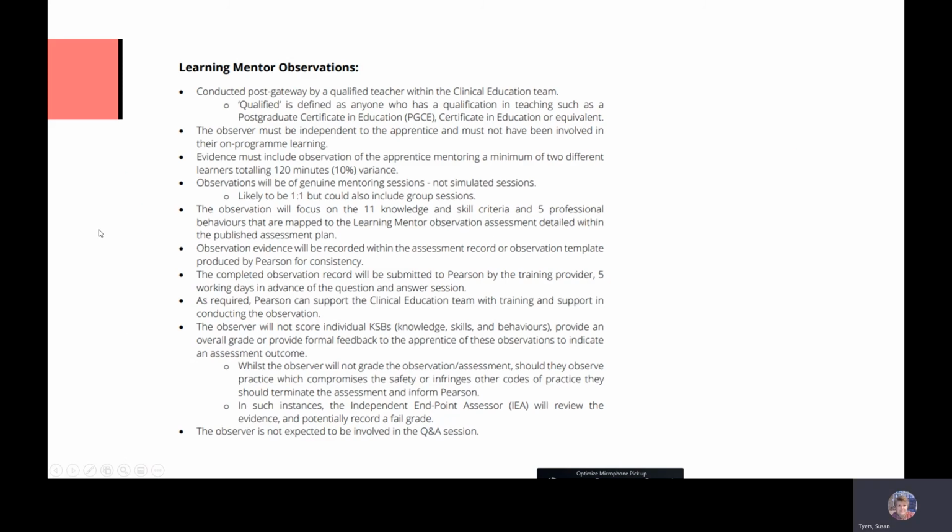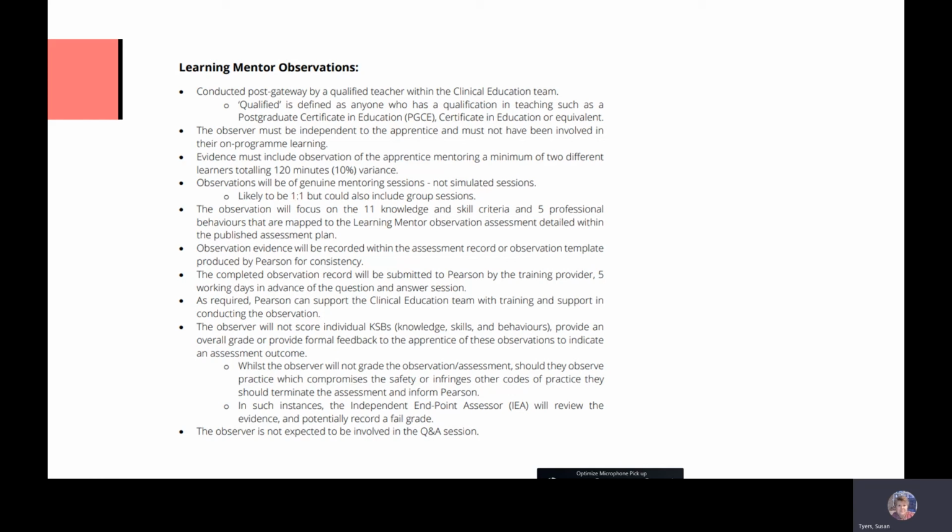So, Learning Mentor observation. It's conducted post-gateway by a qualified teacher within the clinical education team. Qualified is identified as someone who has a qualification in teaching, such as a postgraduate certificate in education, a PGCE, or a certificate in education or equivalent. The observer must be independent of the apprentice and must not have been involved in their on-programme learning.